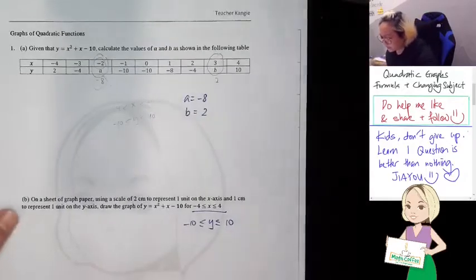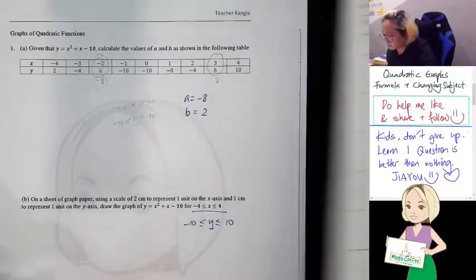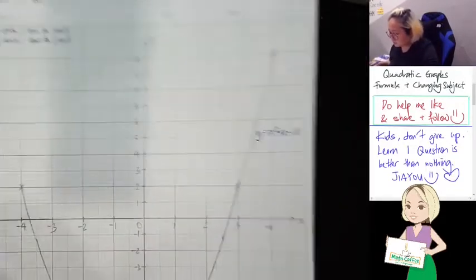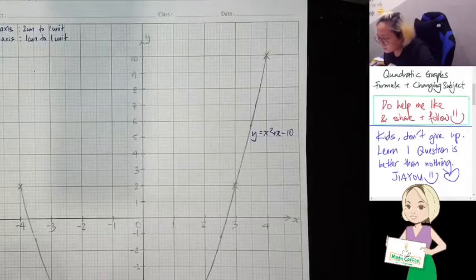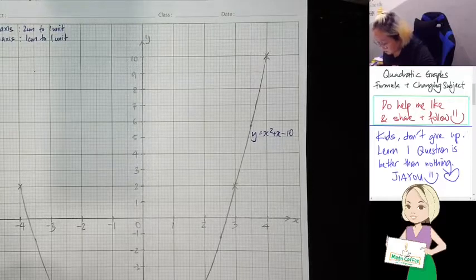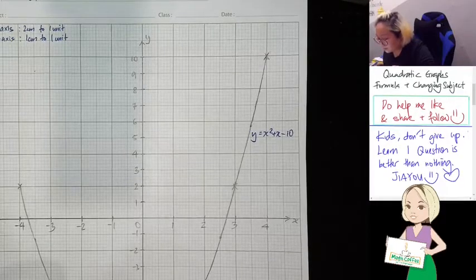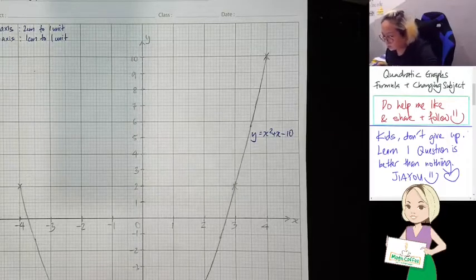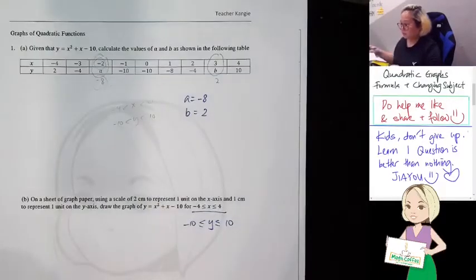It's a quadratic graph, but the plotting is horizontal. What do you mean? Where got horizontal? I don't understand. Can you ask your question again?